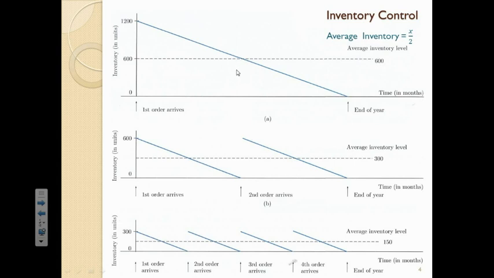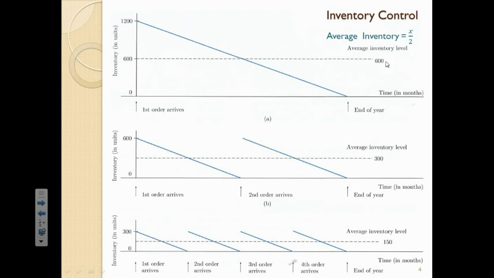Now, I said throughout the whole year, but that's not 100% right, because we're going to sell 1,200 in all 3 of these cases. Technically, what's happening is we're taking the maximum inventory that we have, and then calculating the average based off of the amount that we ordered. So, again, the average inventory when we order 1,200 is going to be 600.